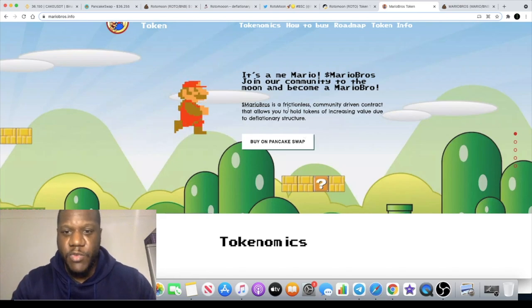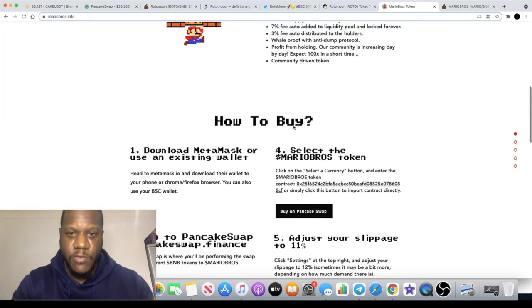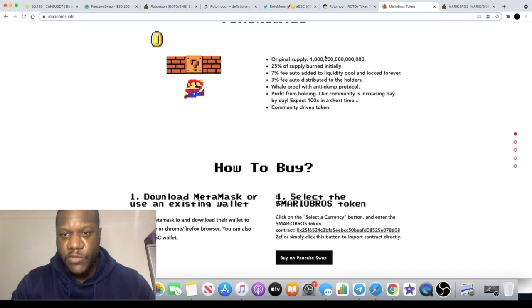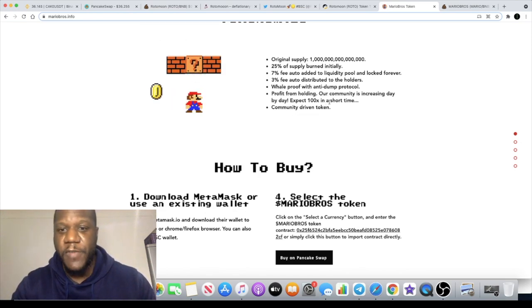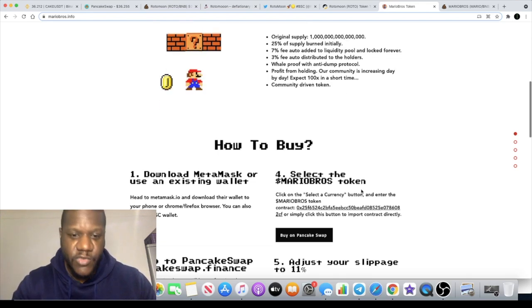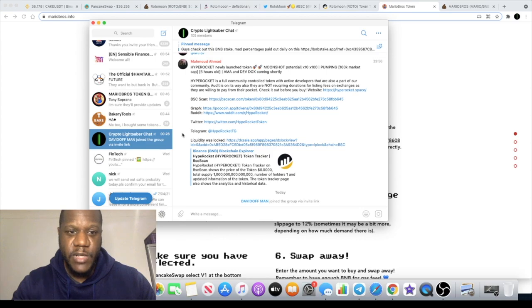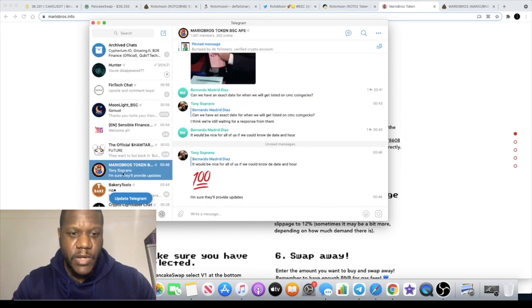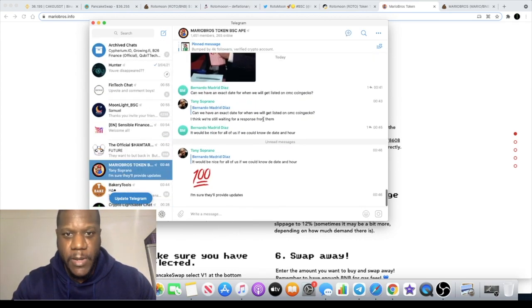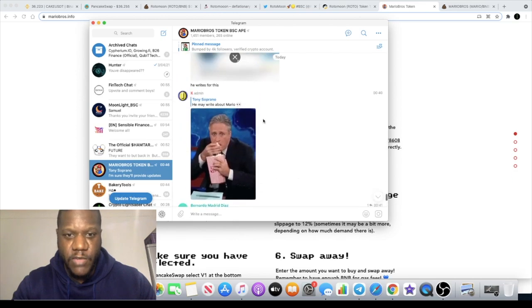So Mariobros is a frictionless, community-driven contract that allows you to hold tokens, increasing your value due to deflationary structure and so on. All right, guys, so the original supply is a trillion, 25% of the supply was burned, 7% of the fees are added to liquidity, 3% distributed to holders, well-proof, anti-dump, okay, profit from holding. The community is increasing, okay, if you check them out in the Telegram. All right, you got Mariobros token, BSC8, make sure you go into the correct Telegram group.